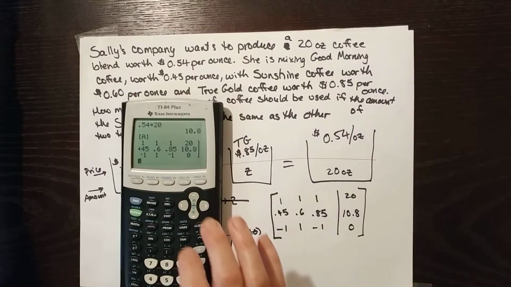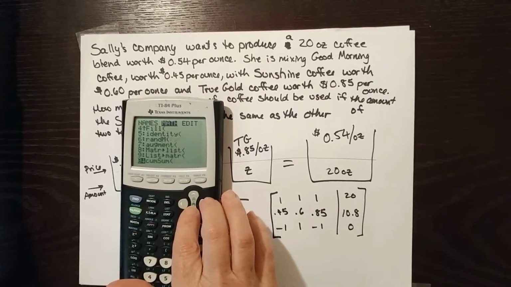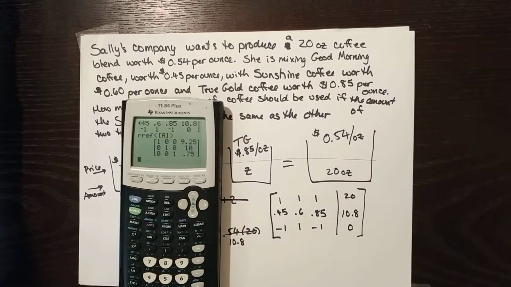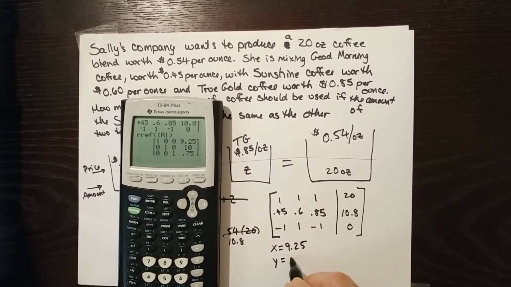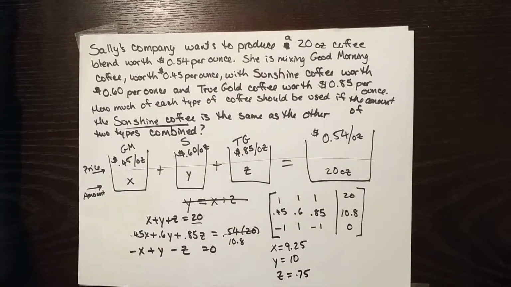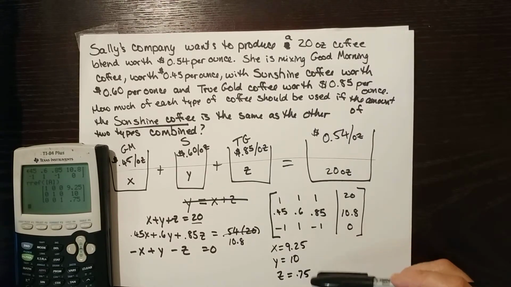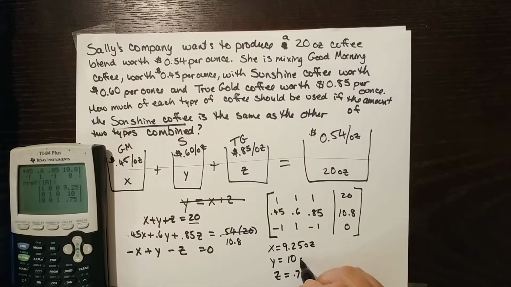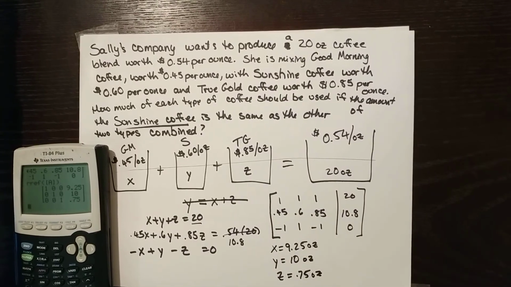So now I'm going to do second, quit, second matrix, math is what I want, and I want to go all the way down to RREF, and then I'm going to do second matrix 1, and when I hit enter, it tells me that X is equal to 9.25, Y is equal to 10, and Z is equal to 0.75. And so let's see if all of our conditions were met. Y has to be the sum of X and Z, and that is true. So we're going to use 9.25 ounces of Good Morning coffee, 10 ounces of Sunshine coffee, and 0.75 ounces of True Gold in order to make this blend.